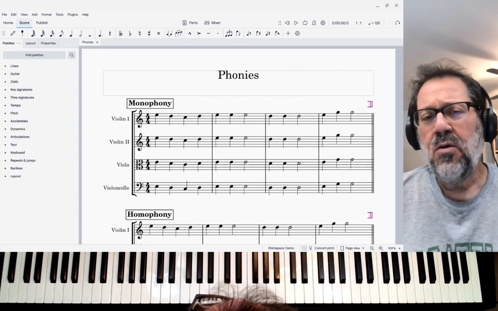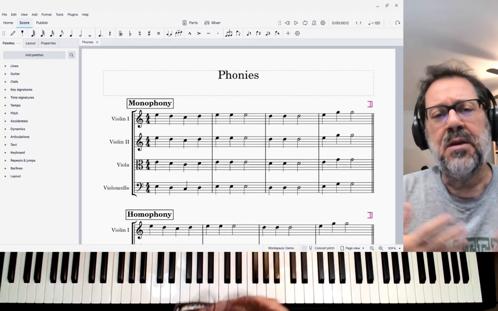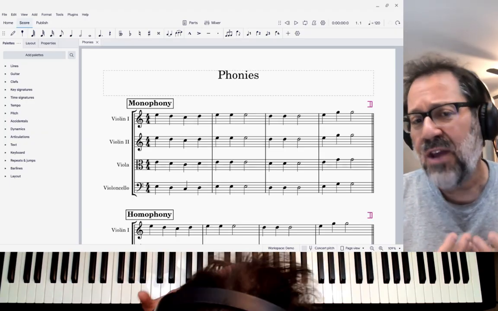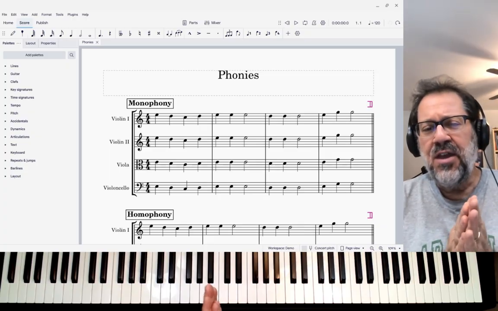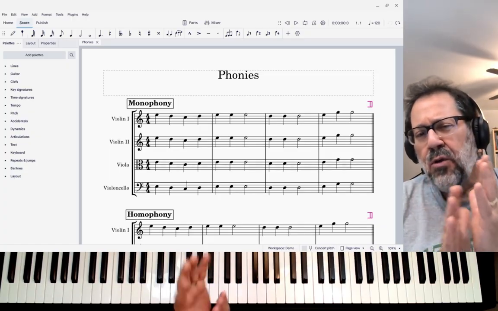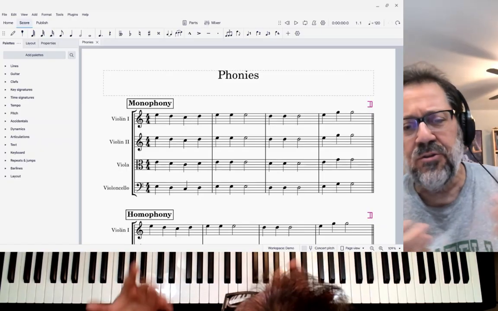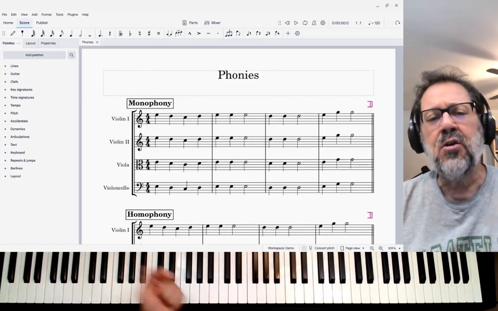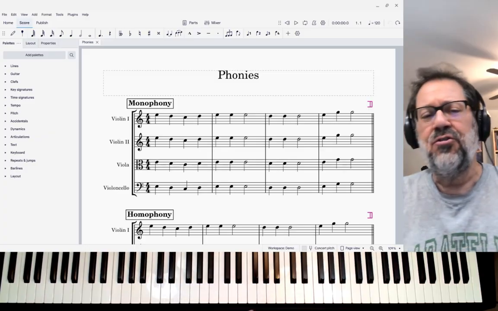In this video, I want to talk about the three most common, most important musical textures to know about. This is the idea of how, if you have multiple musicians, multiple instruments, multiple voices, they're going to work together. There are really three main choices we see.